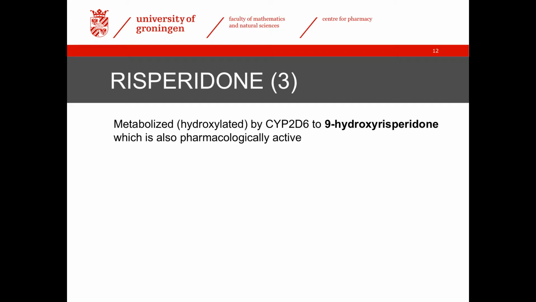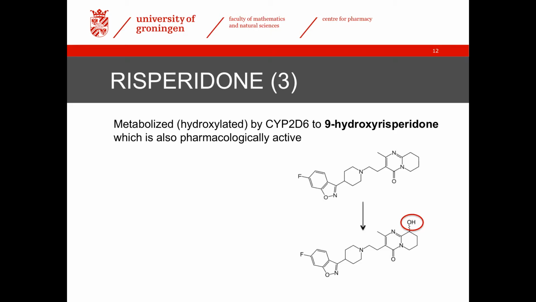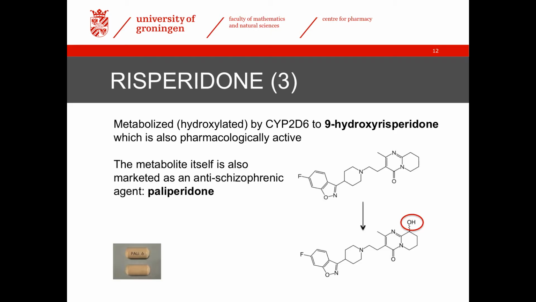Important for the proper bioanalytical support is the fact that risperidone is metabolized by the cytochrome P450 isoenzyme CYP2D6, and hydroxylation leads to the formation of 9-hydroxyrisperidone, which is also pharmacologically active. The metabolite is also a drug itself against schizophrenia, and it's called paliperidone.